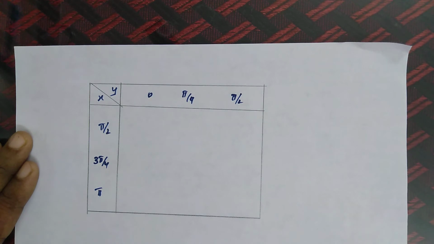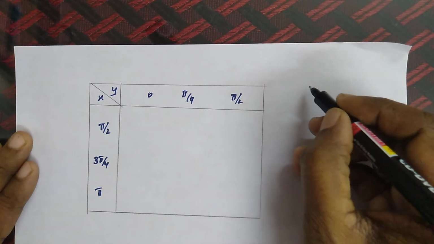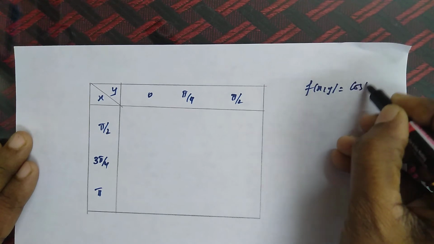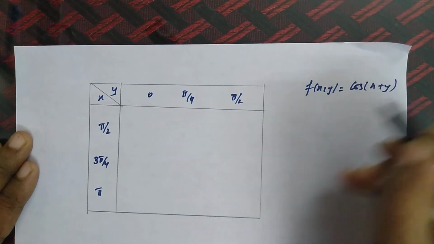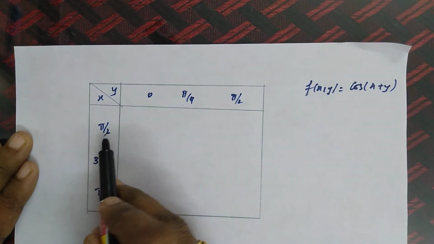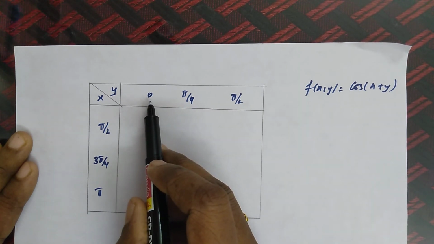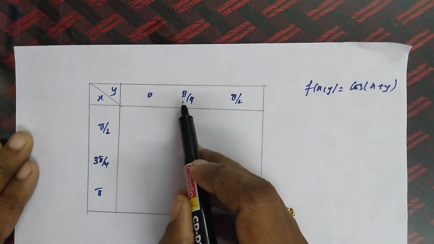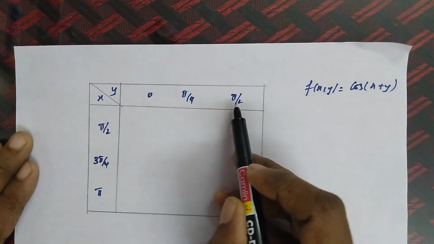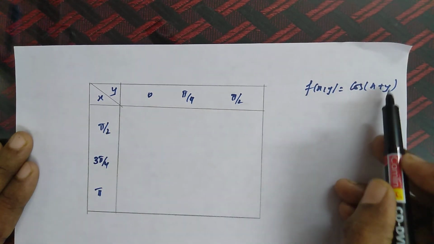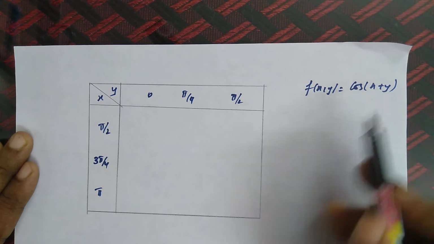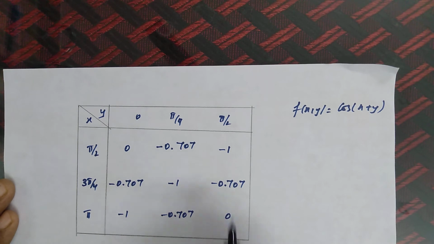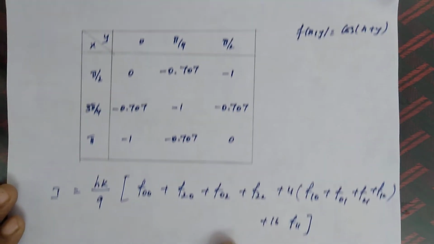Okay. So now in the f of xy, what is our f of xy? F of xy equal to cos of x plus y. So we have to give x value is pi by 2. At the same time we have to give our y value is 0. Likewise x value is pi by 2, y is pi by 4, x is pi by 2, y is also pi by 2. Likewise we have to substitute here. Using calculator we can fill the table. Okay. So after fill all the values in the table, we will write the formula.